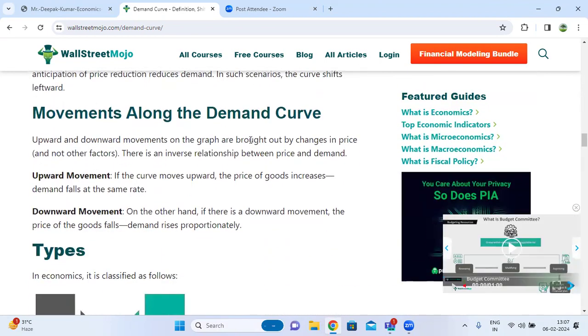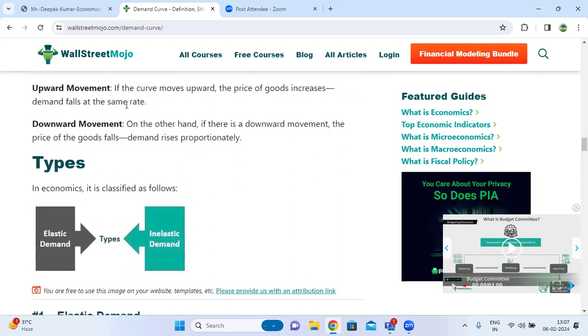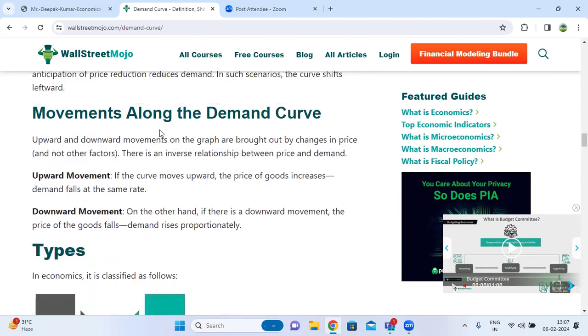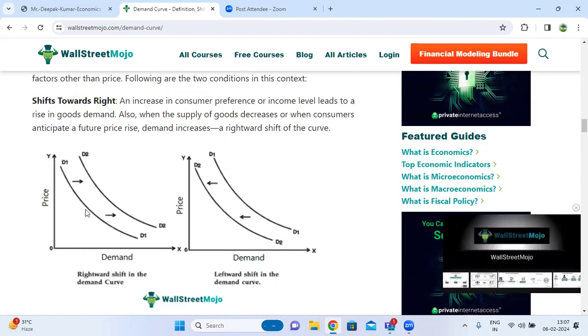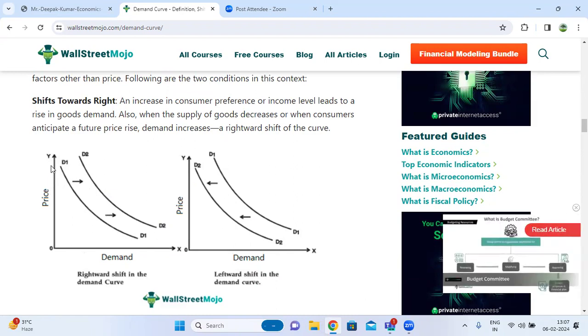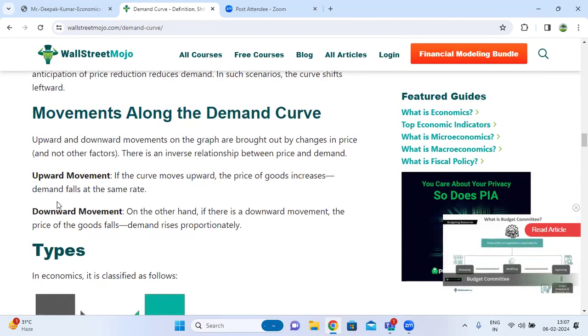Next, movements along the demand curve: upward movements and downward movements. If the curve moves upward, the price of the goods increases and the demand falls at the same rate. In this first curve, the price of the product increases, so demand decreases. The DD curve slopes downward along the x-axis.